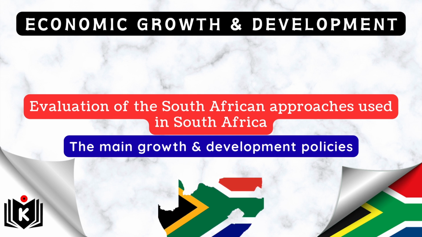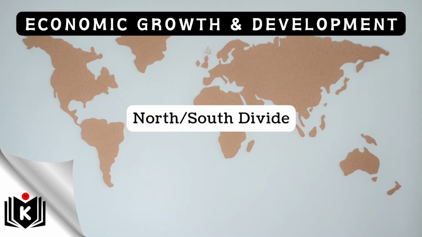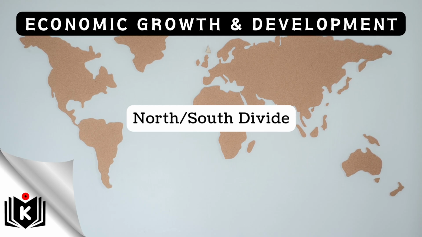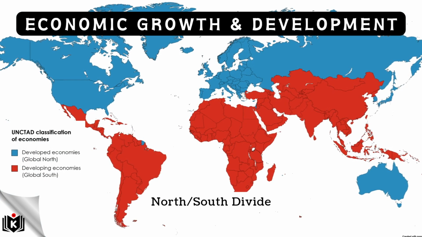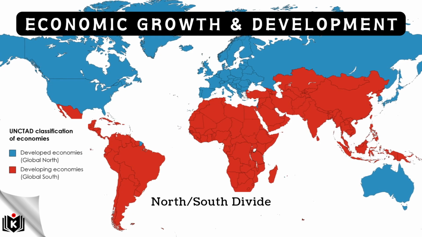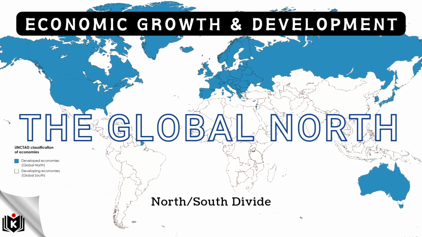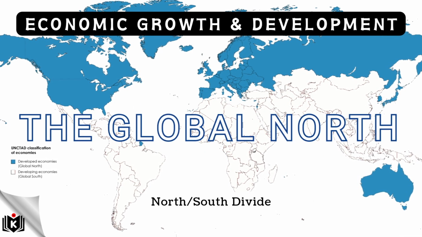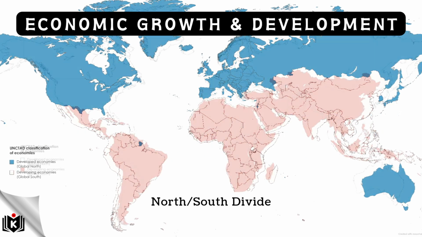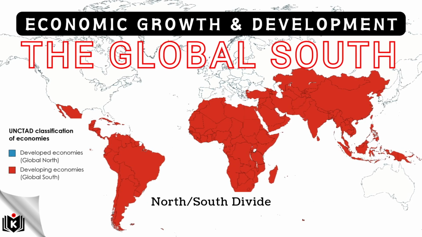Many of the objectives of these policies still remain underachieved. This has resulted in high unemployment and inequality. Let's now discuss what is meant by the North-South divide. This refers to the sharp differences between the rich developed countries in the Northern Hemisphere and the poorer developing countries in the Southern Hemisphere. The global North generally enjoys high standards of living, strong industries, and advanced technology, while the global South struggles with poverty, unemployment, and inequality.